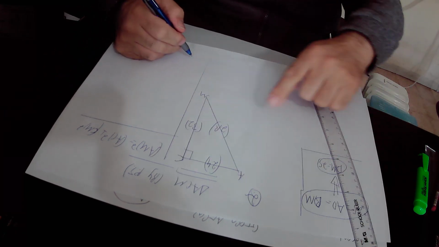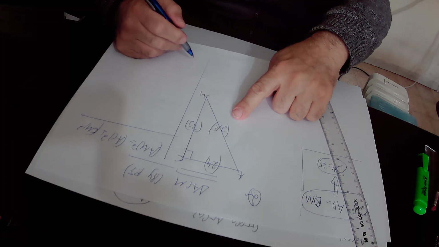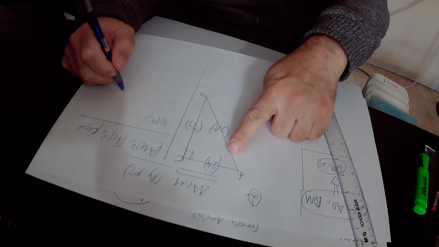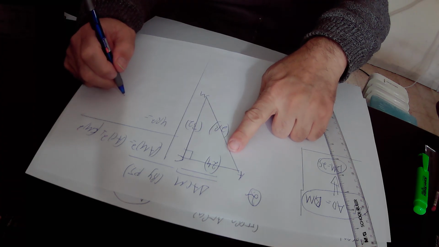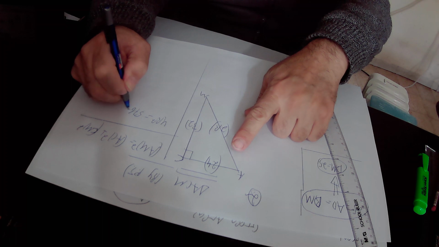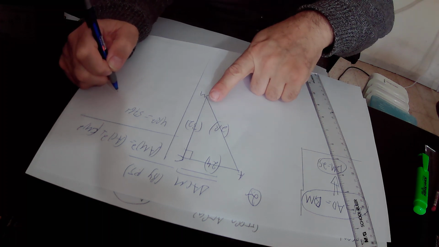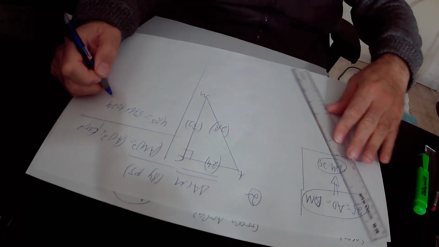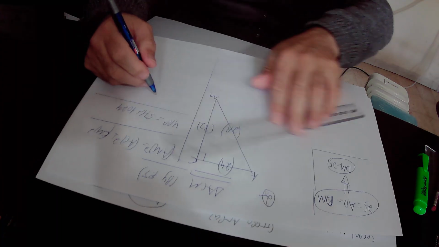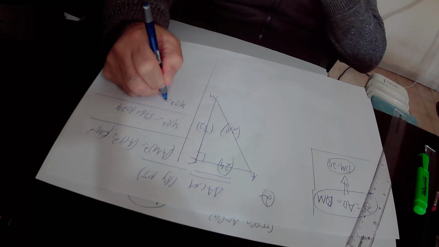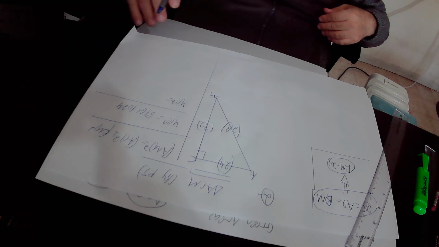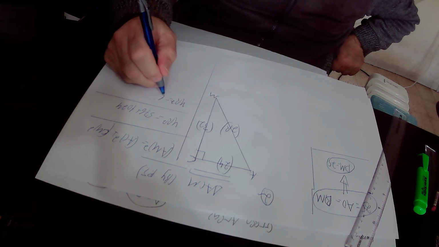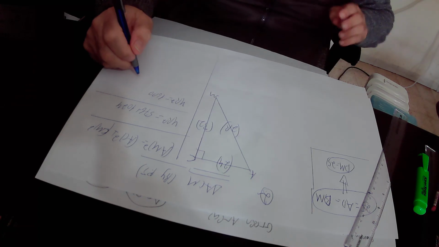So AM is 2R, therefore AM square is 2R squared, that is 4R squared. It equals AC squared. AC is 24, therefore AC squared is 24 squared, that is 576, plus CM squared. CM is 32, therefore CM squared is 32 squared, that is 1024. So 4R squared equals 576 plus 1024. Total it equals 1600. So 4R squared equals 1600.